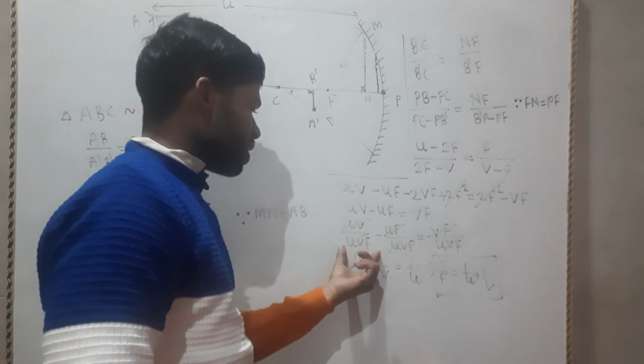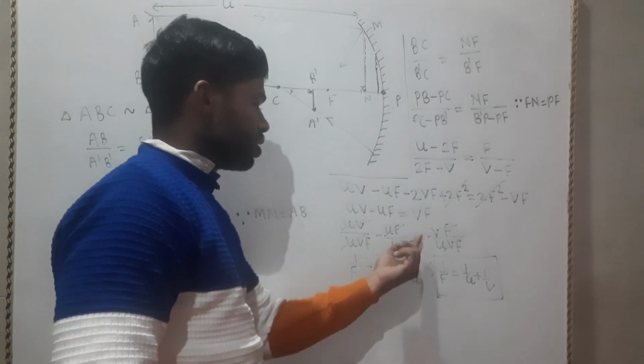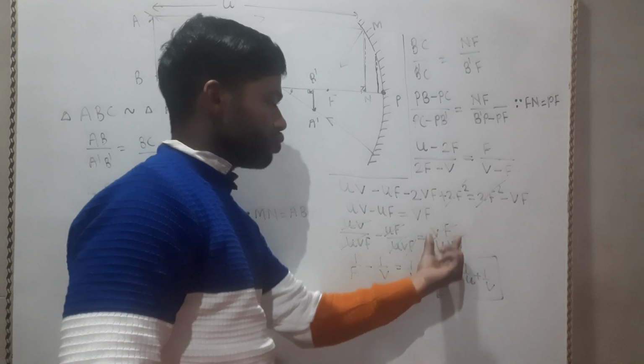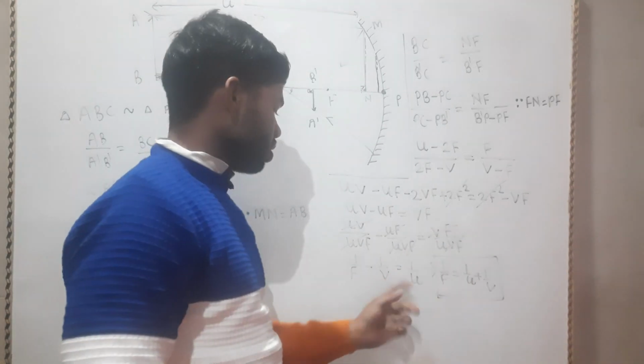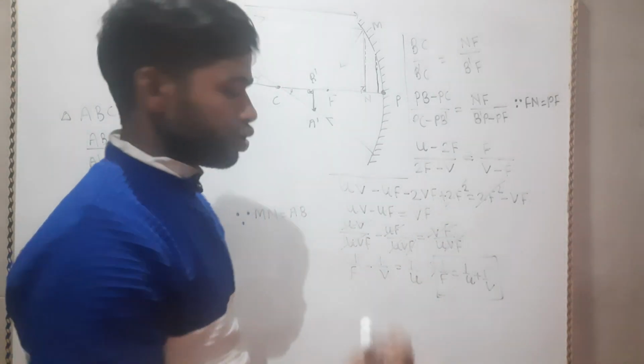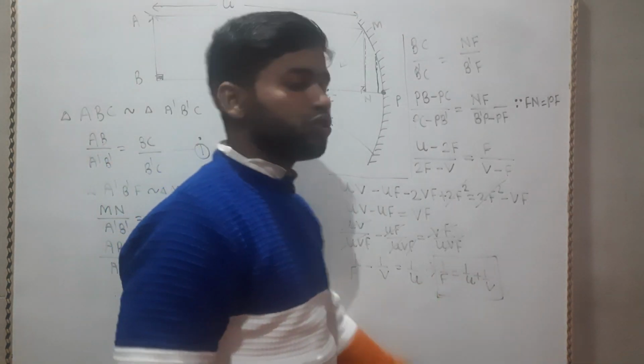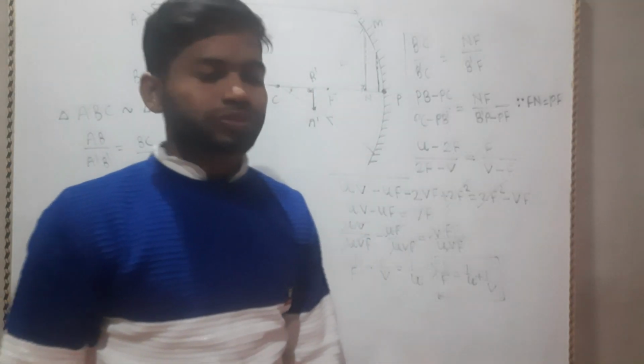Then you will get 1 upon F is equal to 1 upon V minus 1 upon U. Then interchanging 1 upon V, you will get 1 upon F is equal to 1 upon V plus 1 upon U.